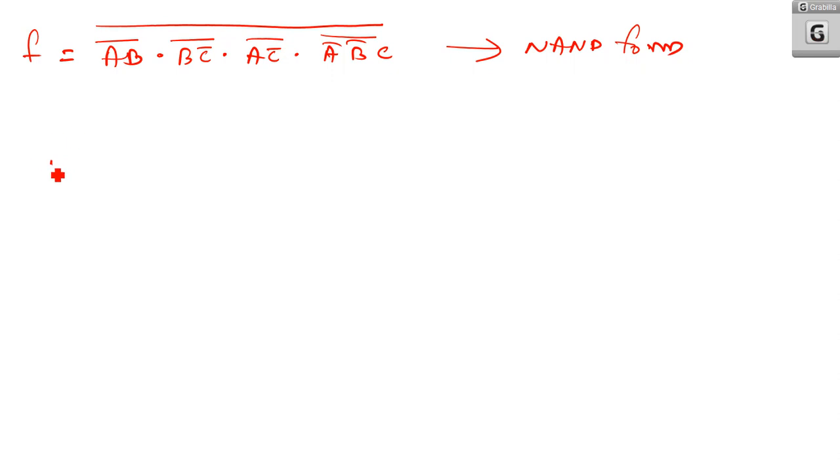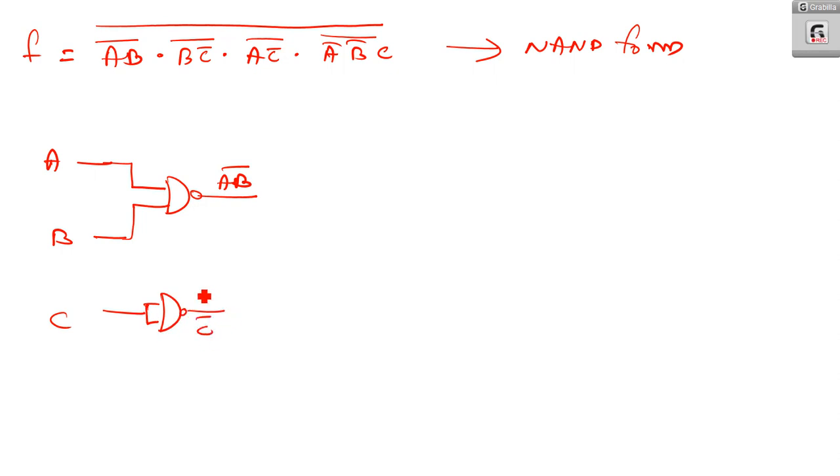Okay. So you can have A as one input, B as one input and C as one input. So first one is AB bar, so you can have a NAND gate. So this is A B bar. Second one is BC bar. To get C bar we should have a NAND gate. This is C bar. So this is B. So this is BC bar, BC bar the whole bar. Next one is A is there and C bar is here. So this is A C bar the whole bar.